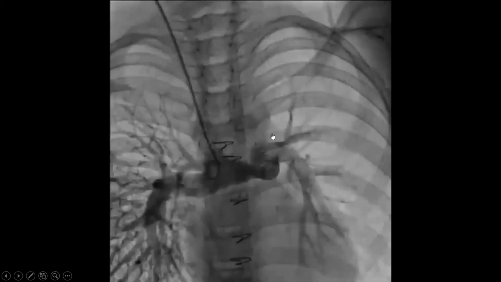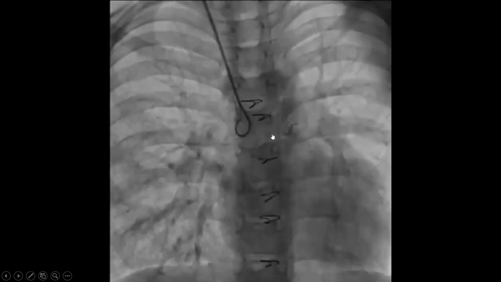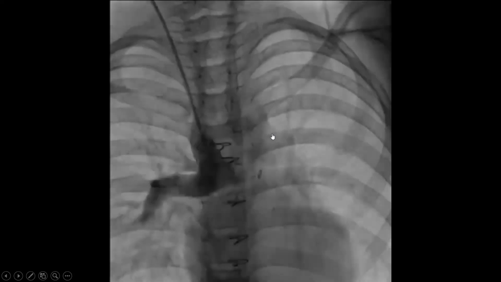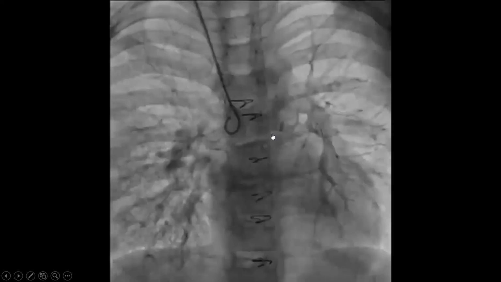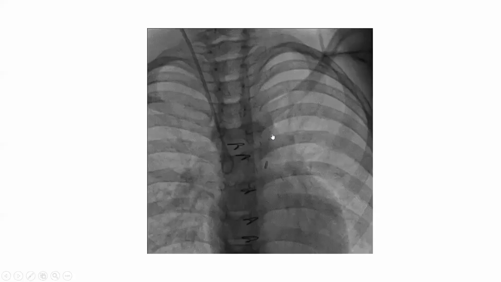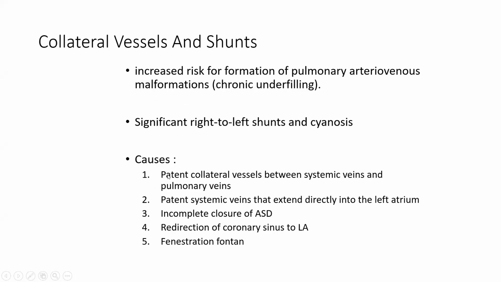Is there any other reason for venovenous collaterals? Do any come from the aorta? I told you, there are 6 causes. Six causes for the significant cyanosis: patent collaterals between the systemic veins and pulmonary veins, systemic veins that extend directly to the LA, incomplete closure of ASD, redirection of coronary sinus to LA, or fenestration of Fontan. These all are the causes for the cyanosis.